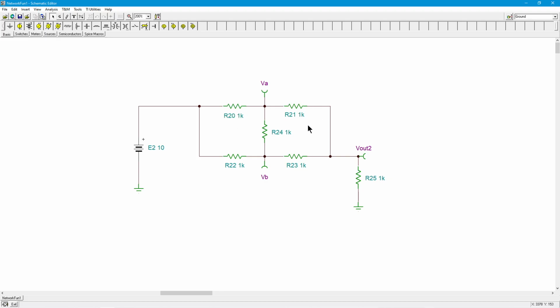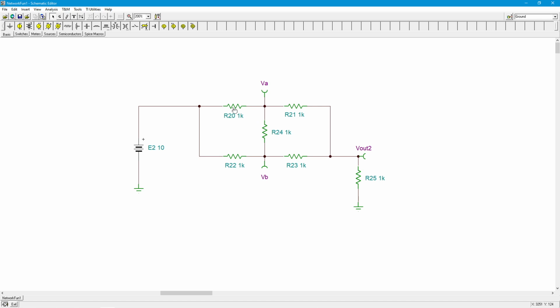R20 and R21 are effectively in series. They have the same current. And the same thing can be said about 22 and 23. They have the same current. They're effectively in series. Yeah, I know there's a thing here, but there's no current going through it. So effectively, they're in series.